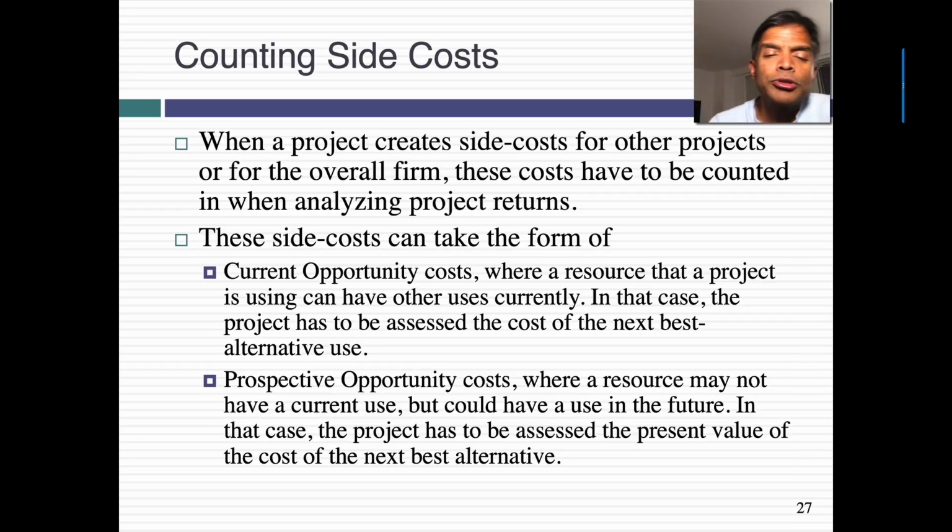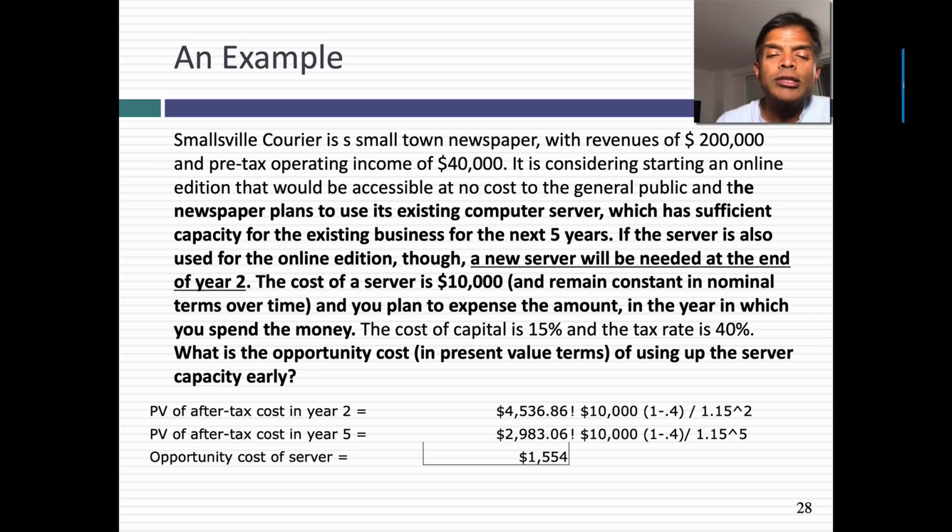Finally, a little bit about opportunity cost. When a project uses resources you already own, you've got to assess what that's going to cost you as a company. These costs can either be immediate, current opportunity costs, where you can sell something or rent something out, or it can be a future cost, where you run out of capacity sooner rather than later. Sound familiar? So let's take an example.